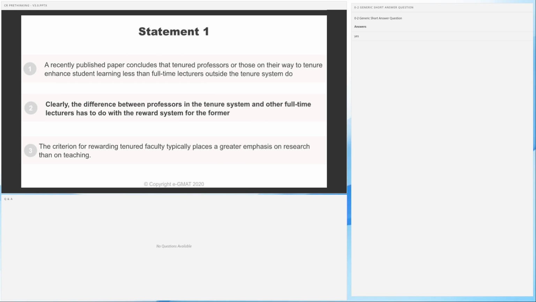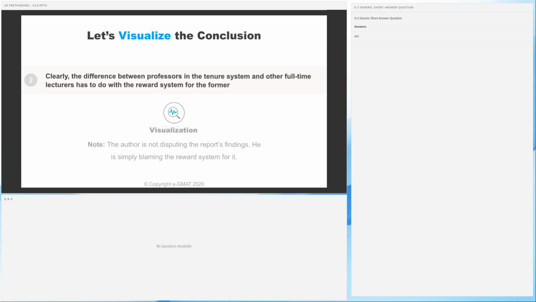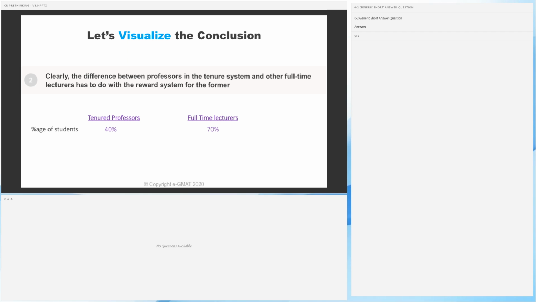All right. Let's move forward. So statement 2 is your main conclusion, which is this over here. Now, let's visualize this conclusion. One thing which is really, really important is that the author is not disputing the report's finding. He's actually blaming the reward system. In many ways, he's explaining the report's findings.